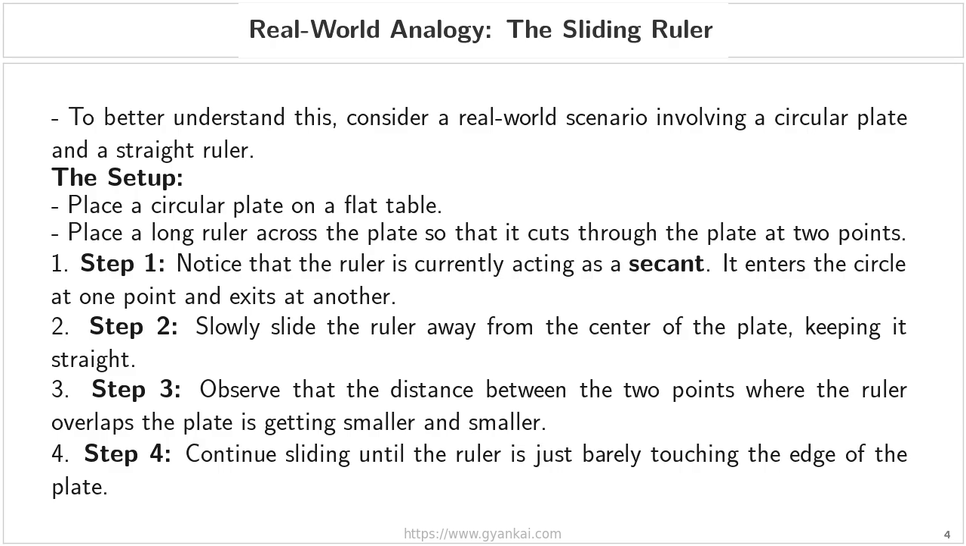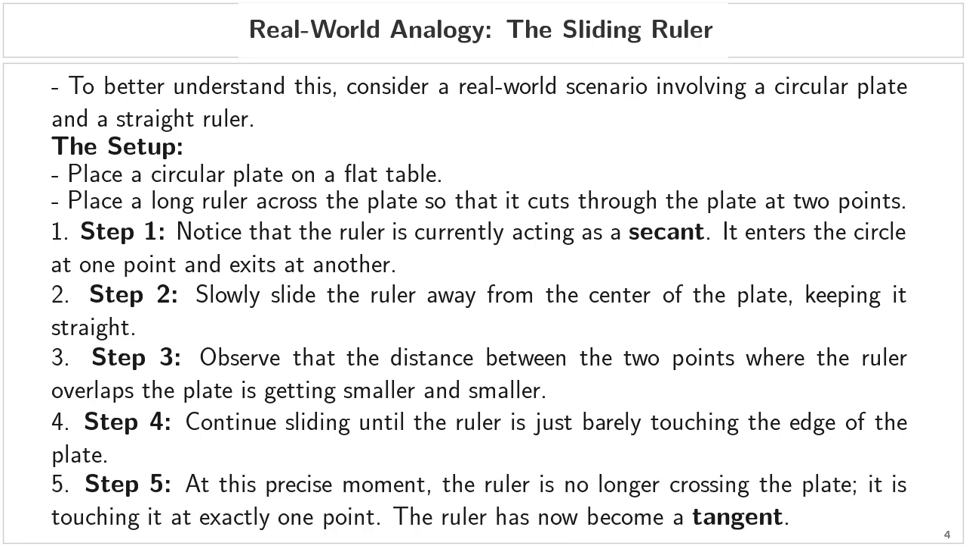Eventually, you will reach a precise moment where the ruler is no longer crossing through the plate at all, but is instead just barely grazing or touching the very edge of the plate. At this exact instant, the ruler is touching the circle at only one single point. Just like we saw in our mathematical breakdown, the ruler has now transformed from a secant into a tangent. This physical movement perfectly demonstrates the concept of a limiting case that we will summarize in our final slides.